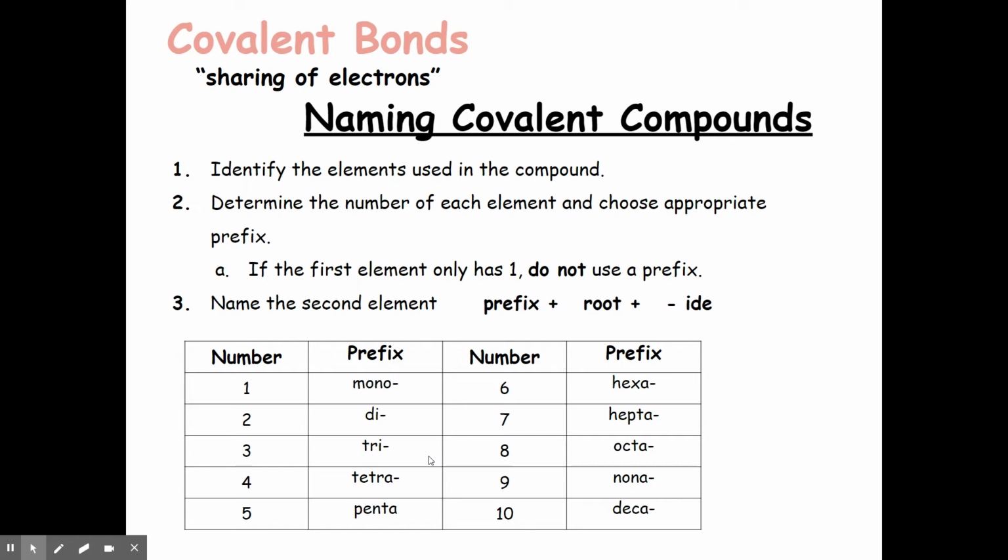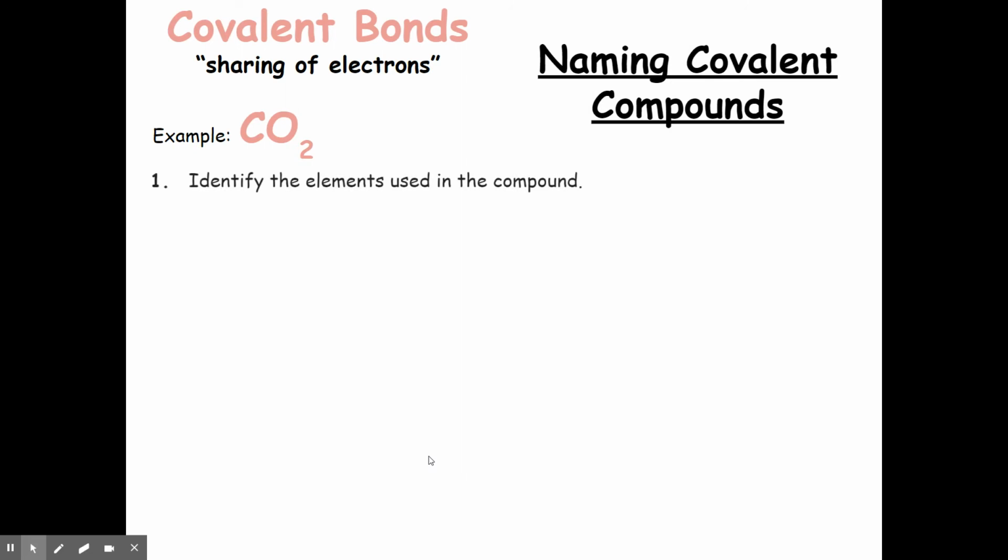If the first atom is only 1, we don't have to say mono. That's assumed, but if the first atom in the compound does have more than 1, then we will have to add a prefix to that one. And again, we will still add IDE to the end of the second one. So let's look at it.